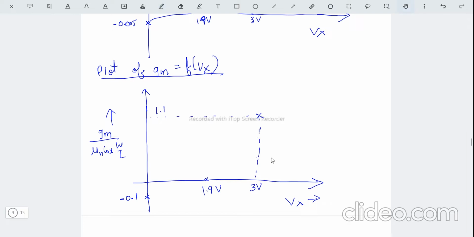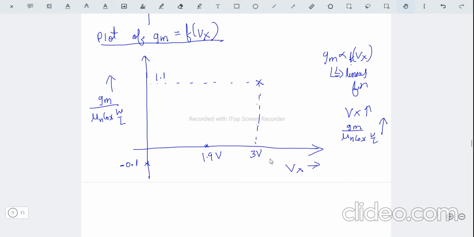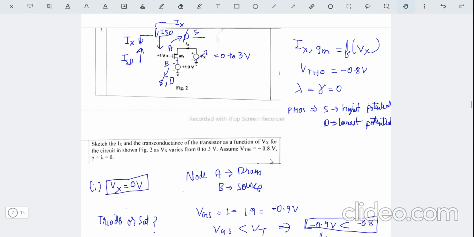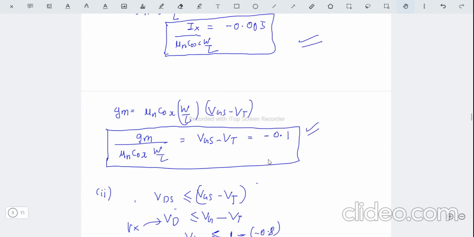Now we shall connect these 3 points. We have to remember that Gm is related to Vx by a linear function, and when Vx is increasing, normalized value of transconductance also increases linearly. So the plot will look something like this, linearly. I am indicating the linear by a straight line. So this is what they had asked in the question: plot Ix and Gm as a function of Vx. Thank you.